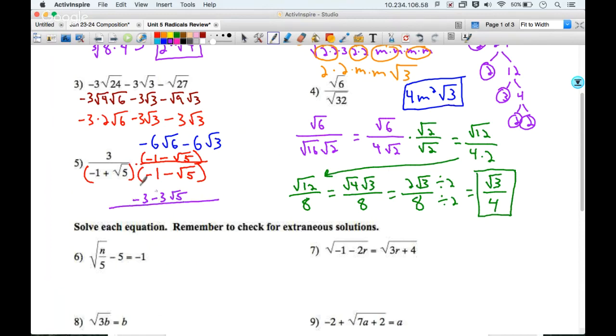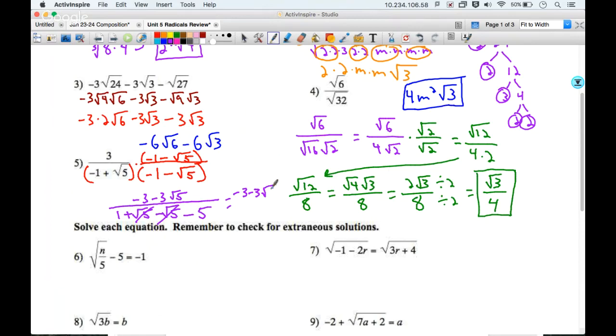Let's take a look at what happens on the bottom. First times first gives me a 1. Outside gives me a plus root 5. Inside gives me a minus root 5. So those will cancel. And last, positive times a negative, so it's negative root 5 times root 5 is a 5. Square roots cancel out because it's square root of 5 squared. These also cancel out.